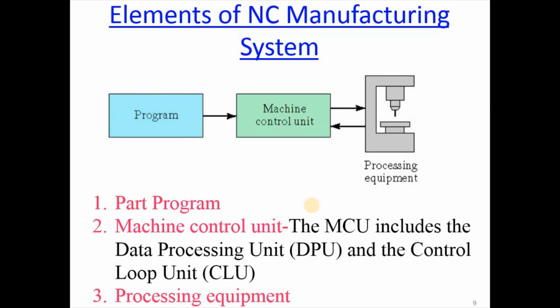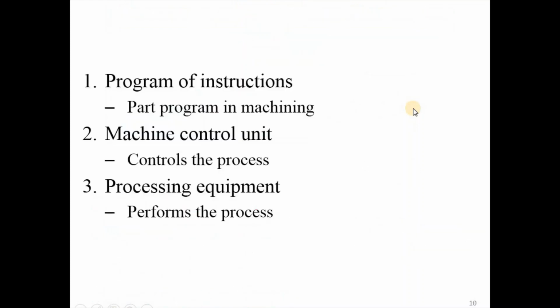The next part is the elements of the NC manufacturing system. You can see here one figure. In that there are three main parts. The first part is programming, the second is the machine control unit, and the last one is processing equipment. These are the three major elements of the NC manufacturing system: first the part program, second the machine control unit, in which we will see the data processing unit and control loop unit, which we will see in detail in the next slide. And the last one is the processing equipment, which is nothing but your actual numerical control machine.